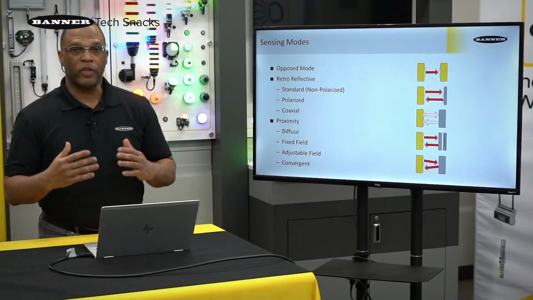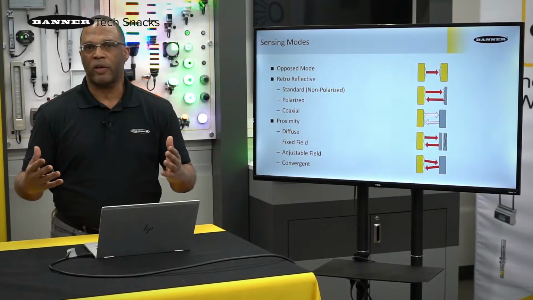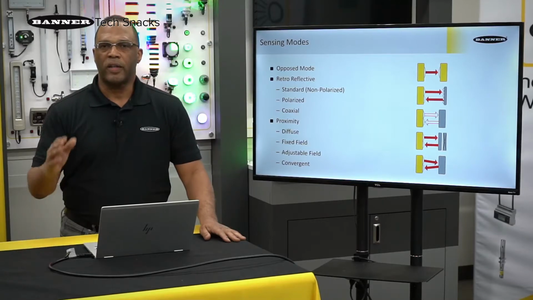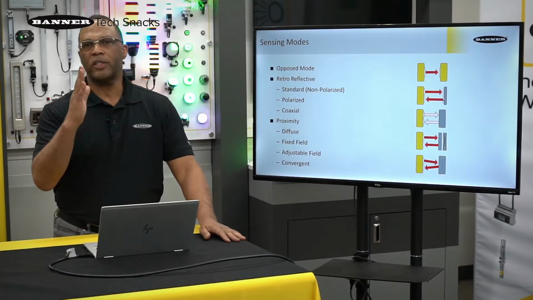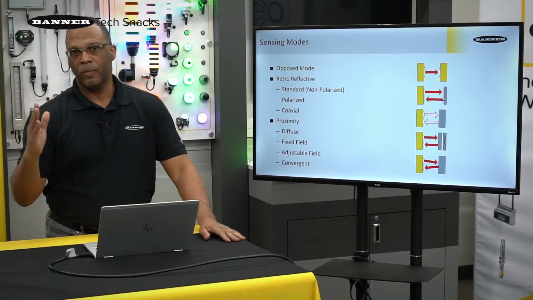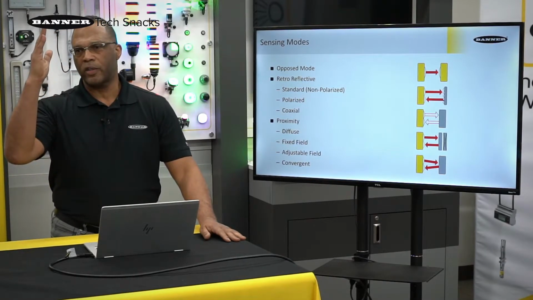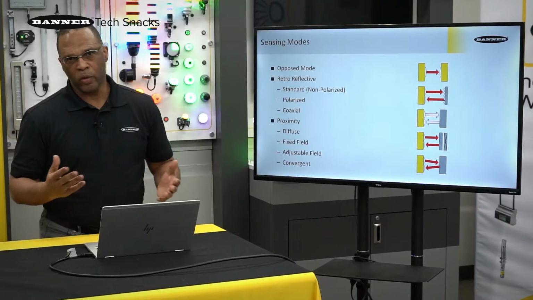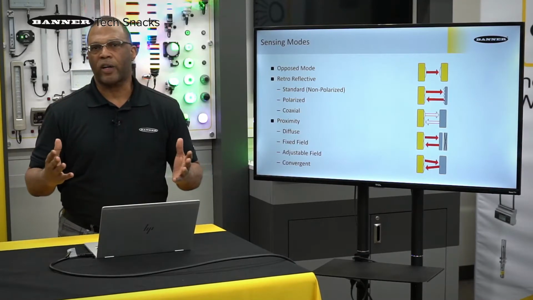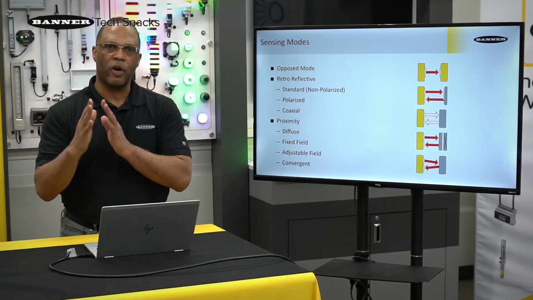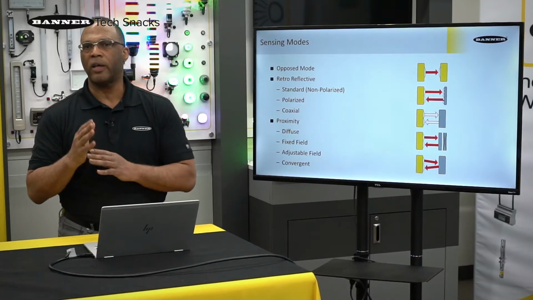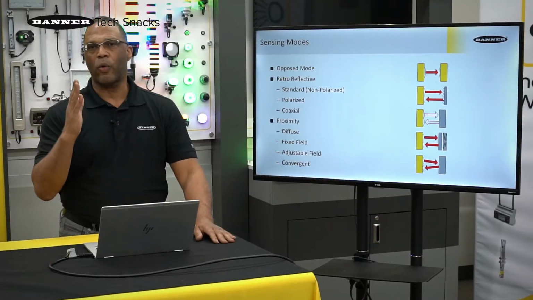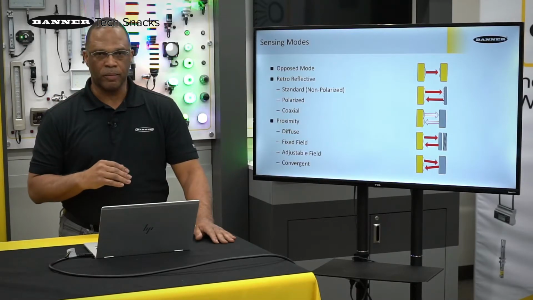In that mode of diffuse, we also have a special variation called fixed field. The advantage there is fixed field, as its name implies, it will only see out to a fixed distance. What that gives us is the ability to ignore backgrounds. In real-world applications in factories, you may need to detect a target, but there may be a shiny bracket or a shiny wall directly behind it. Fixed field sensors can ignore that object directly behind it.